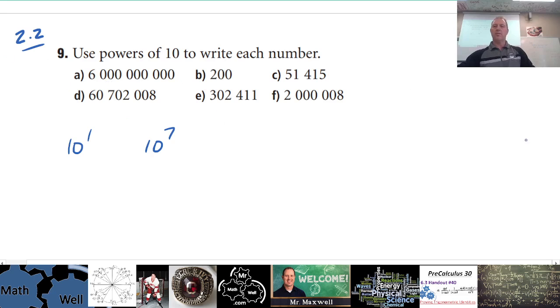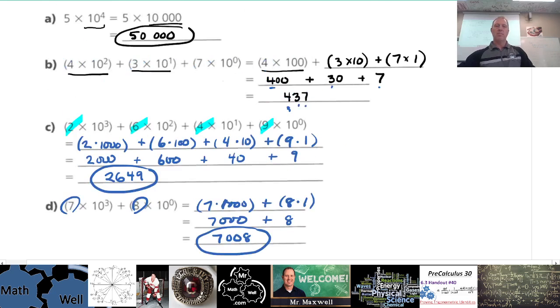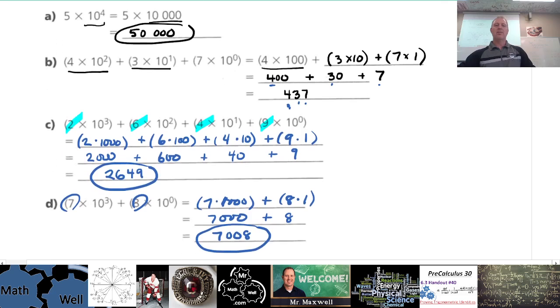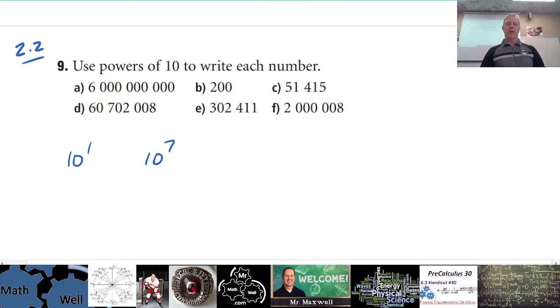And if you recall from the notes, let me see if I can go back a little bit. Yeah, here are the notes that I gave you last day. See the powers of 10 here? This is how we use powers of 10 to write numbers in standard form. So that's the pattern. Let's go over a couple here.